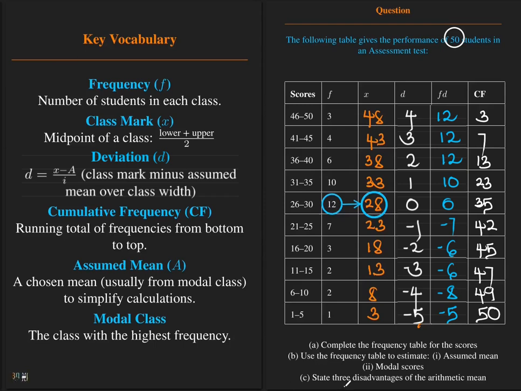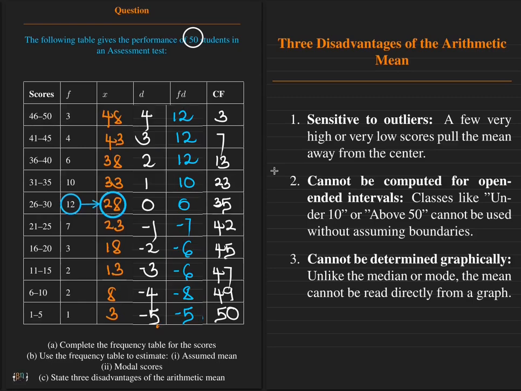Now for our last question, it says you have to state 3 disadvantages of the arithmetic mean. The arithmetic mean has some disadvantages that are worth noting. The first one being that it is very, very sensitive to outliers. This simply means if you add a very, very low score or very, very high score, it changes the mean.